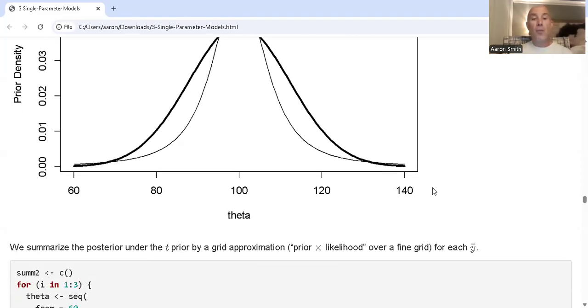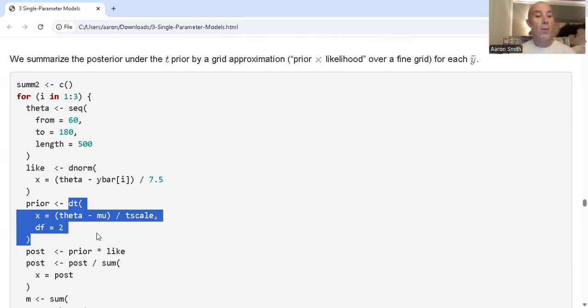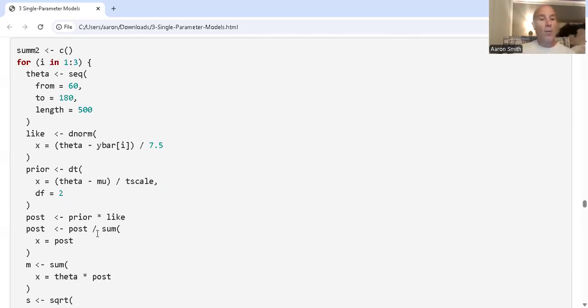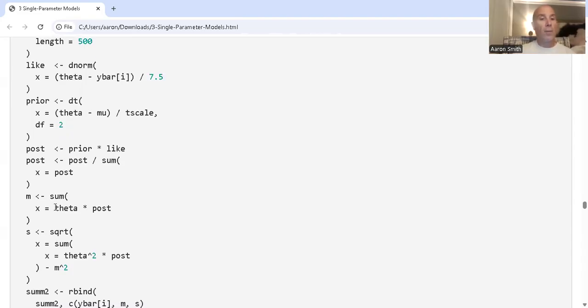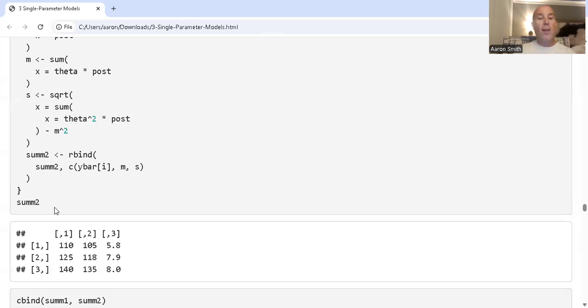All right, so let's summarize the posterior under the T prior by a grid approximation, where I do prior times likelihood over a fine grid for each y bar. I'm going to go through and do these calculations where I have the normal distribution and the t distribution. So here is the likelihood function, here is the t distribution, and I work this out, do the right multiplications all the way through, and boom, I've got that. Now let's put them together.